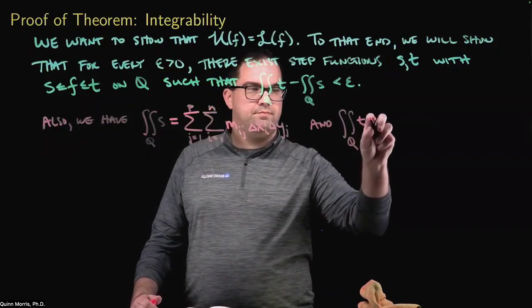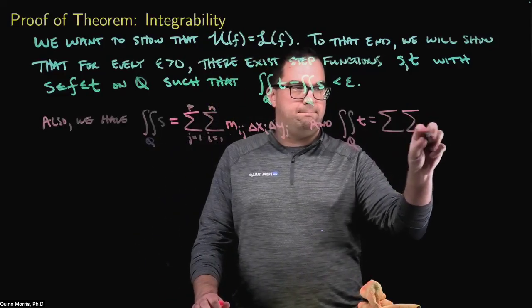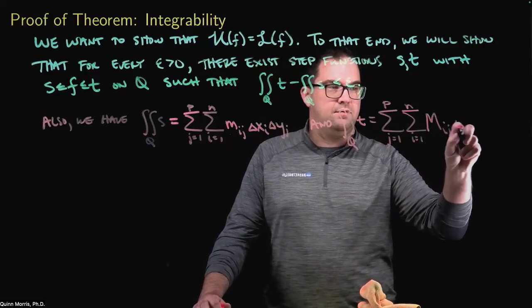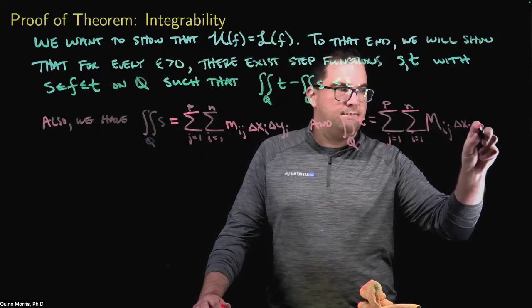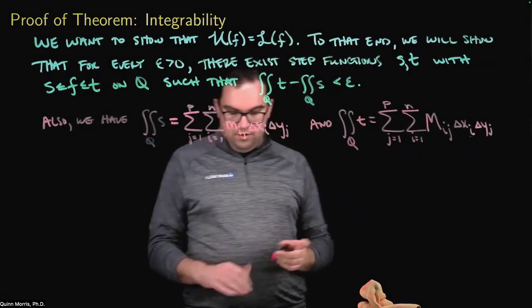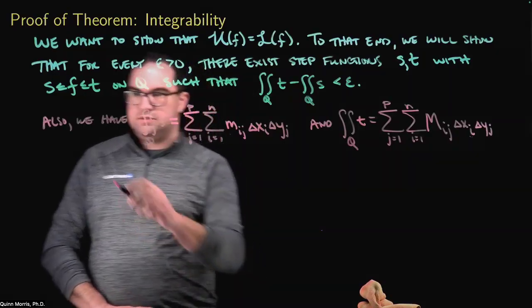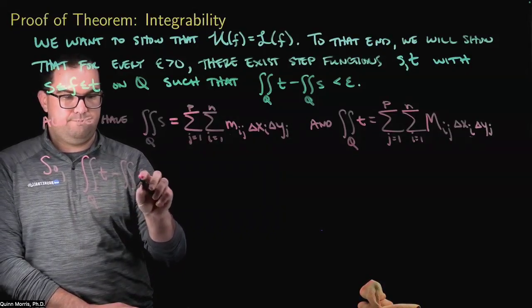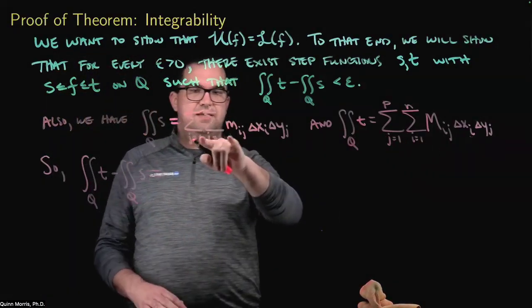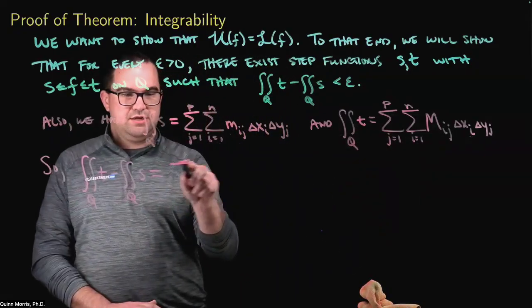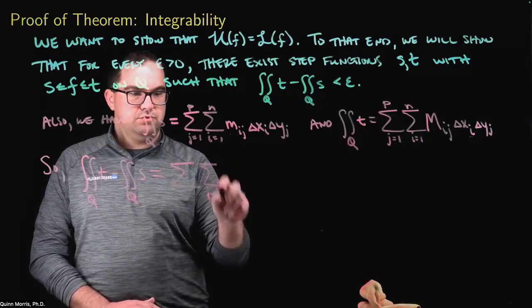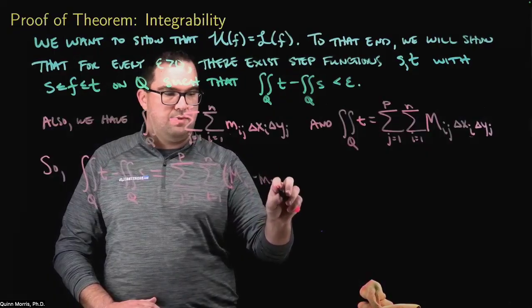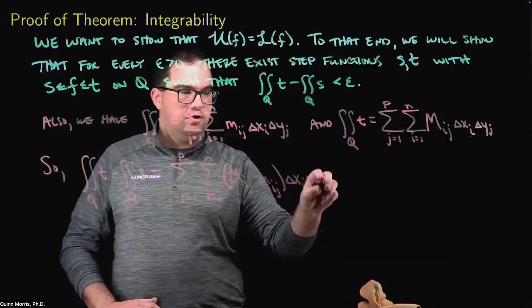the double integral of t over Q, again, it's just a step function. So it's just going to be this double sum, i equals 1 to n, j equals 1 to p, of capital M sub ij delta x_i delta y_j. All right, so great. I can now calculate the difference between these two. These are both finite sums, so I can collapse everything together. So this is actually just equal to a double sum i equals 1 to n, j equals 1 to p, of capital M sub ij minus little m sub ij times delta x_i times delta y_j.